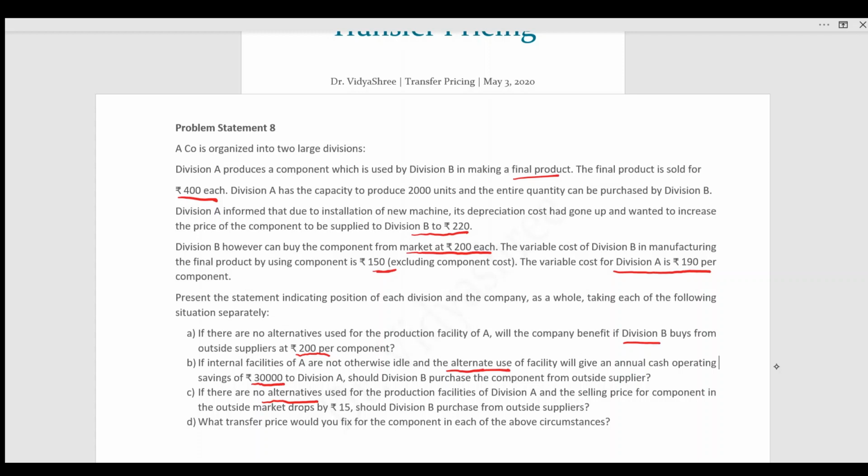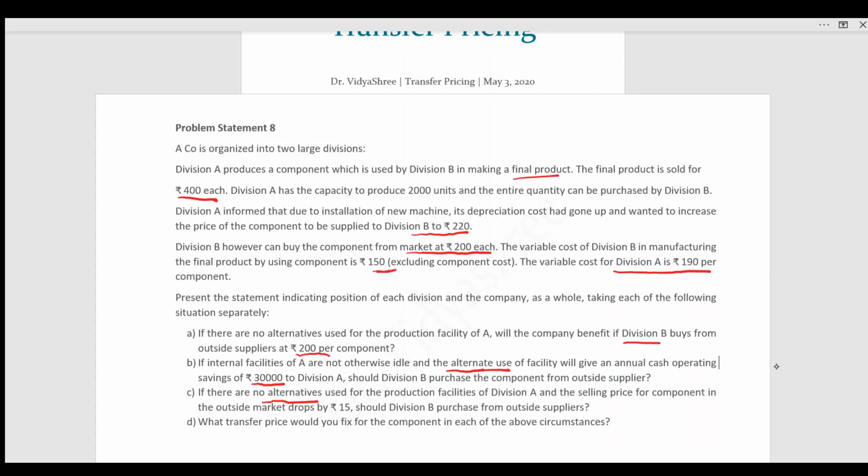So in this situation also, we need to calculate the profit of division A as well as the profit of division B, so that you can calculate the total profit for the company as a whole. So these are the three situations which are given. In the three situations, we need to calculate which one is beneficial. The fourth one says, what transfer price would you fix for the component in each of the above circumstances? We have to observe very carefully over here.